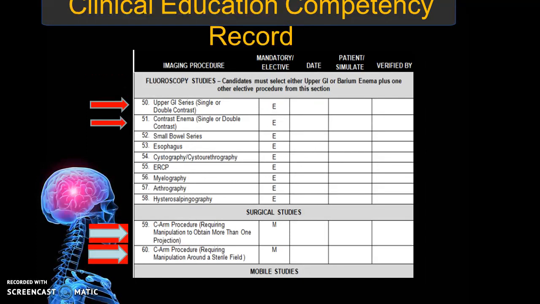On page 3 of that same clinical education competency record, I just want to bring your attention to a couple of things. Under the fluoroscopic studies, you must select either an upper GI or barium enema plus one more fluoroscopic procedure. You are not, let me repeat that, you are not to simulate the upper GI or barium enema. You also have a C-arm procedure that you are not to simulate. It is mandatory, so neither one of those may be simulated. All right.